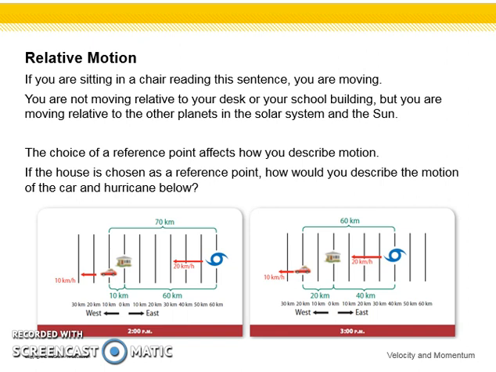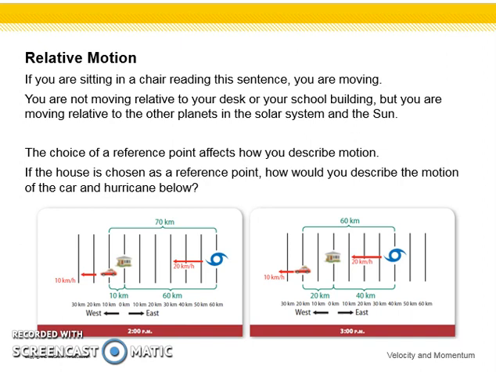So let's just listen for a second. Relative motion. If you're sitting in a chair reading this sentence, you are moving. You're not moving relative to your desk or your school building, but you are moving relative to the other planets in the solar system and the sun. So the choice of a reference point affects how you describe motion.